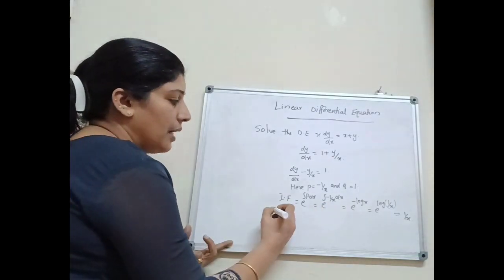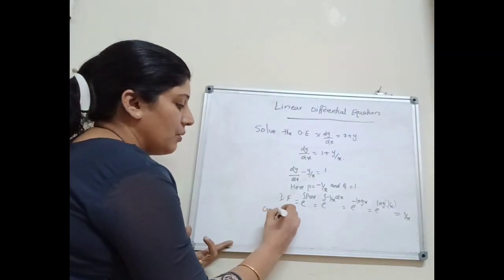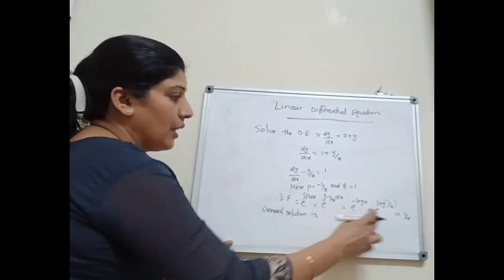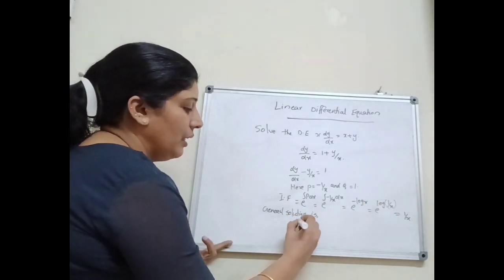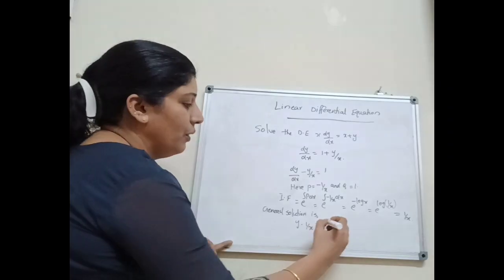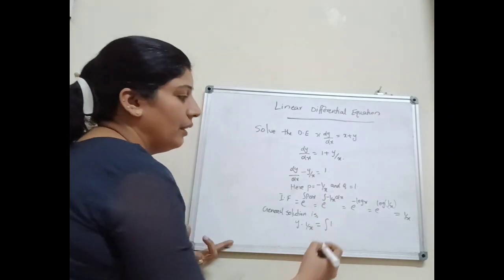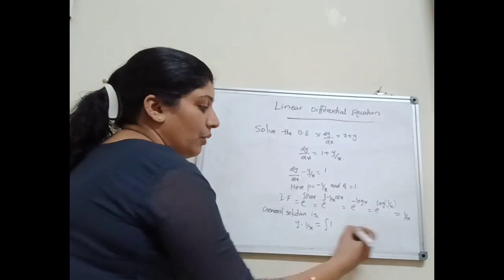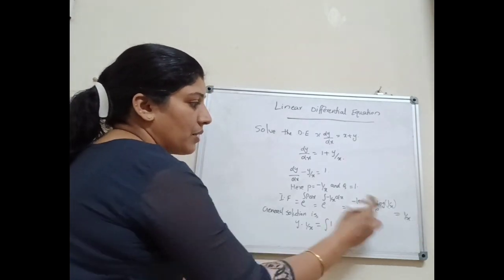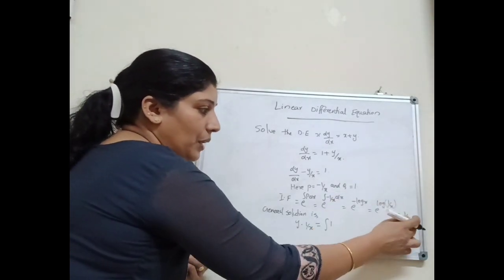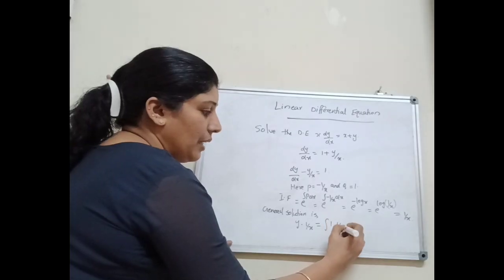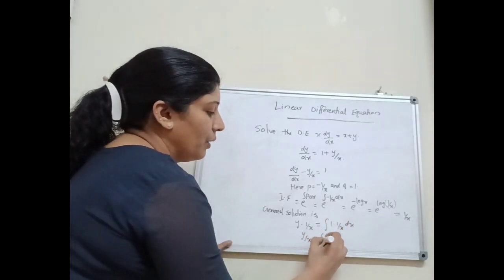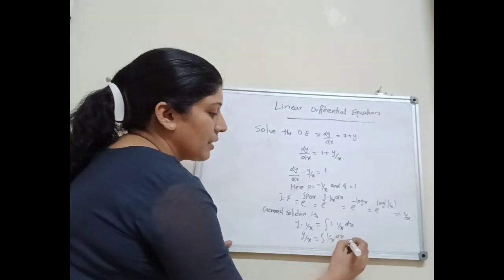Next, the general solution. The general solution is y into e raised to integral p dx, that is y into 1 by x equals integral q into e raised to integral p dx. Here q is 1 and e raised to integral p dx is 1 by x. Therefore 1 into 1 by x dx. That is y by x equals integral 1 by x dx.